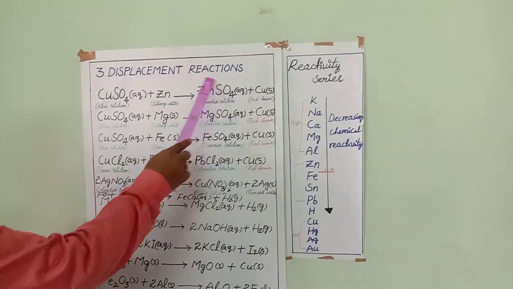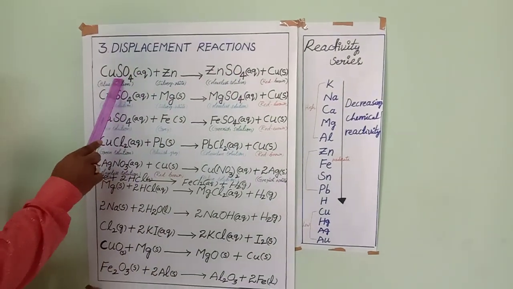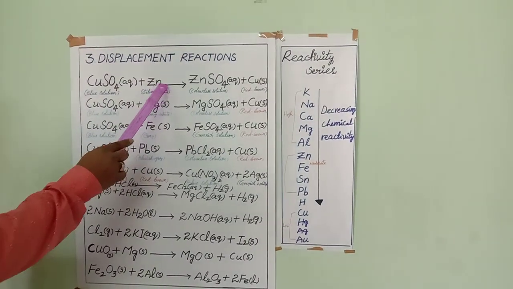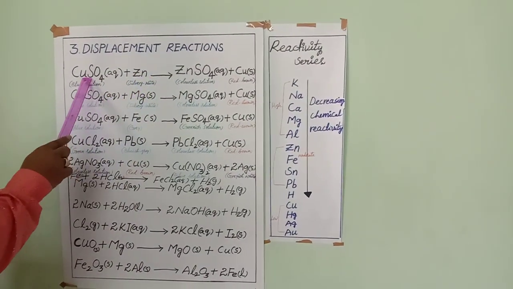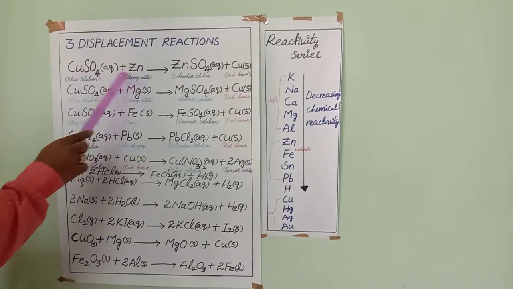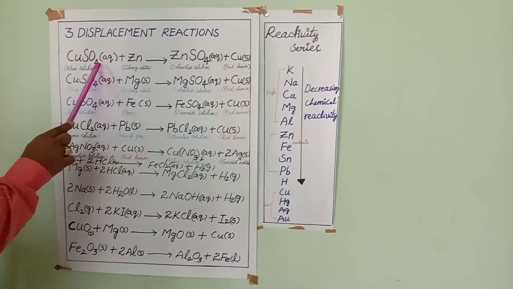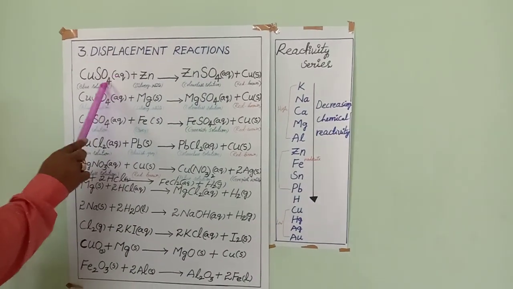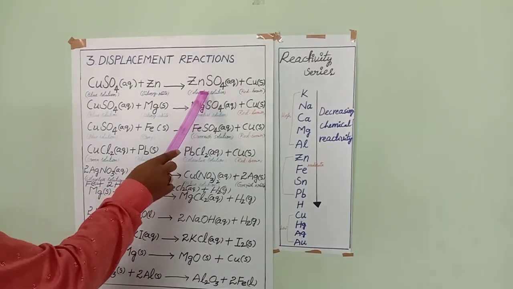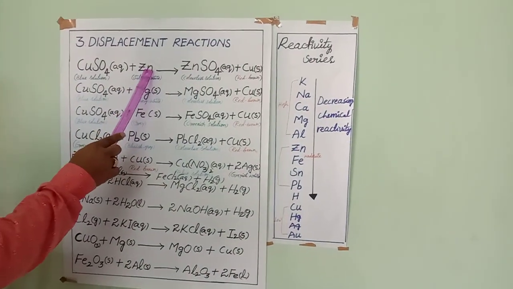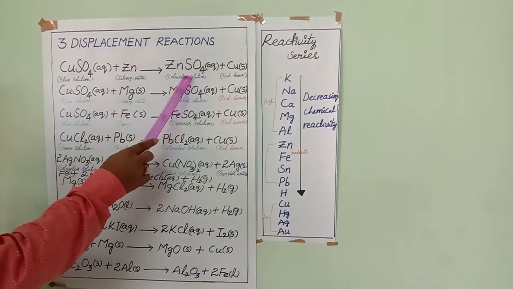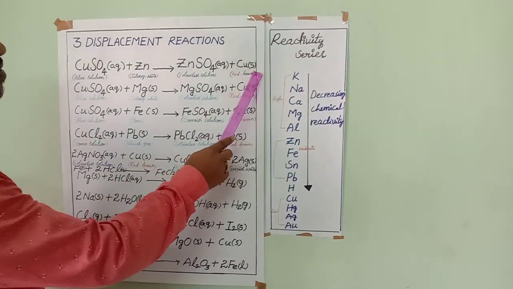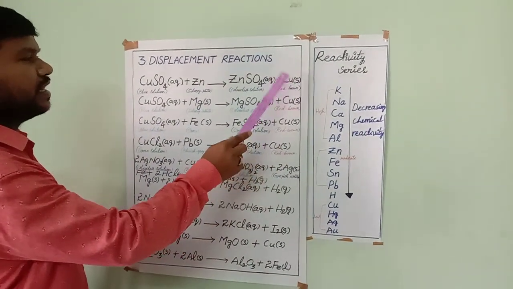Why? Because of the formation of zinc sulfate. Instead of copper sulfate, it slowly converts into zinc sulfate. Here zinc is a highly reactive metal, so zinc displaces copper and occupies its place, and due to the formation of colorless zinc sulfate solution, the blue color disappears. We can also observe one more identification: another metal is deposited on the zinc metal, which is red brown in color. On the zinc strip a red brown metal is coated, that is copper.